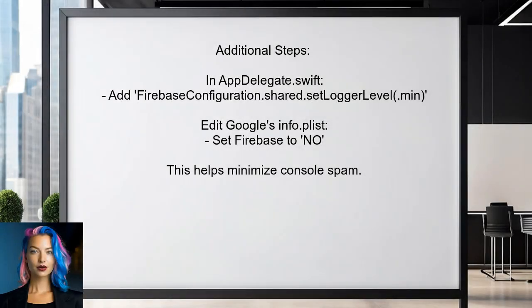If you're not using Firebase Analytics, you can also modify your AppDelegate.swift file. Add the line FirebaseConfiguration.shared.setLoggerLevel(.min) to reduce console output. Additionally, you can edit Google's Info.plist to set Firebase to NO to further limit its functionality.